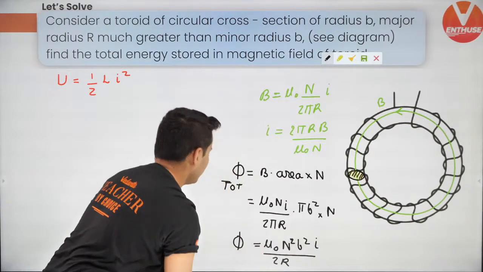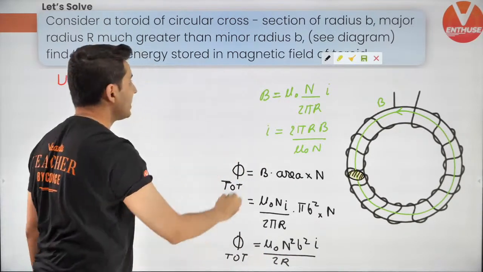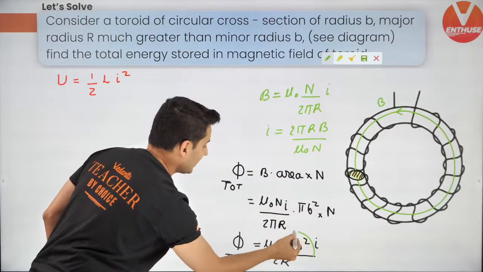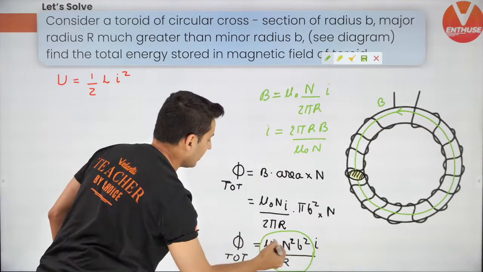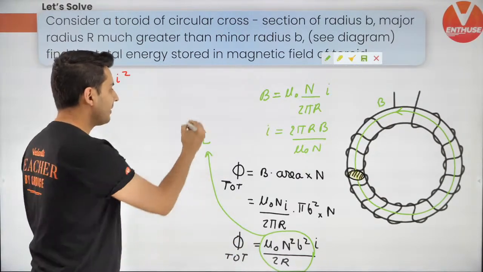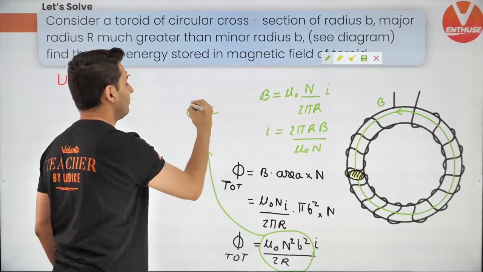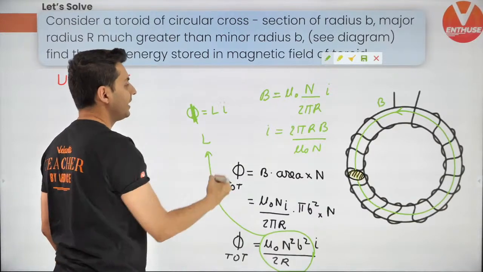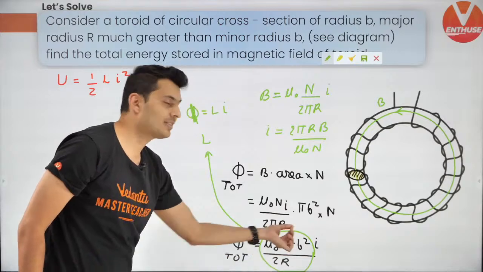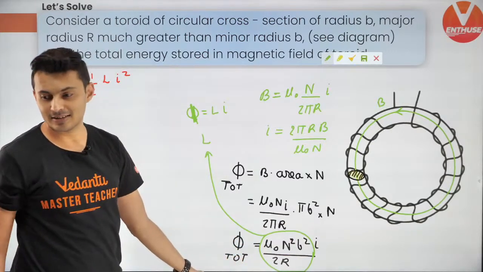Now once I get this total flux, please keep in mind one thing. Whatever is outside of the current is actually L. Remember, phi is equal to L i. So whatever gets multiplied by current becomes the inductance. Keep this in mind. That's how you find the inductance.